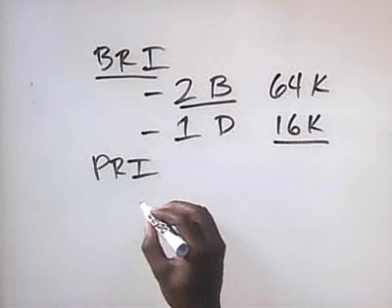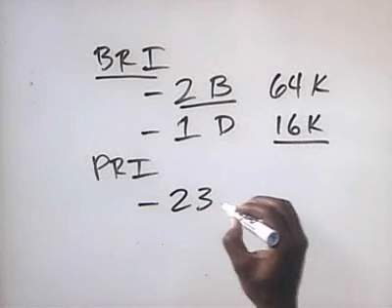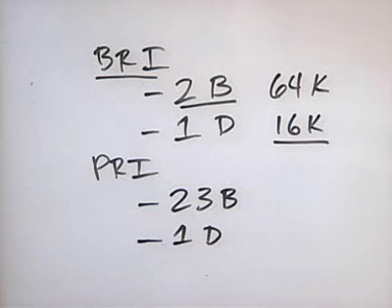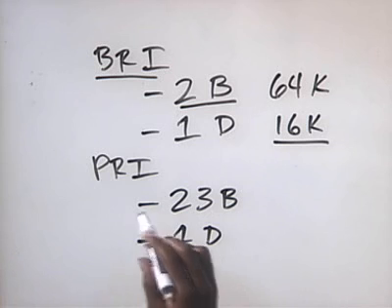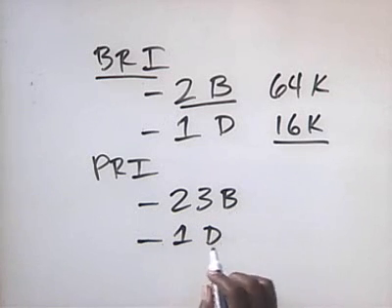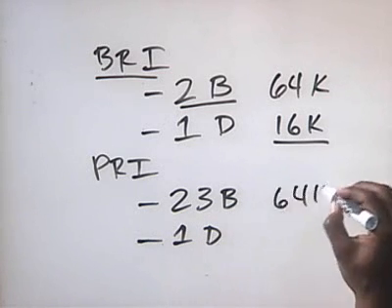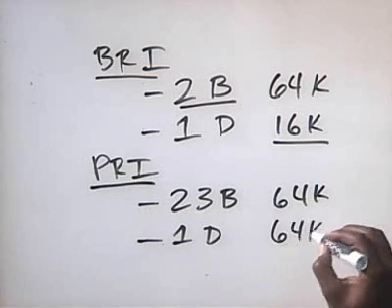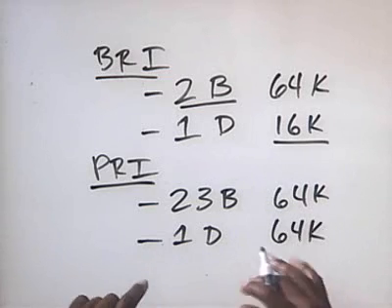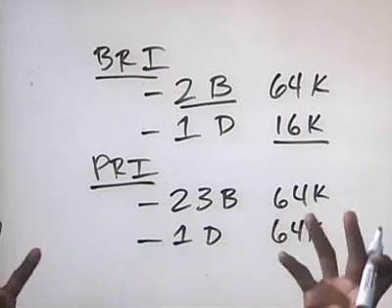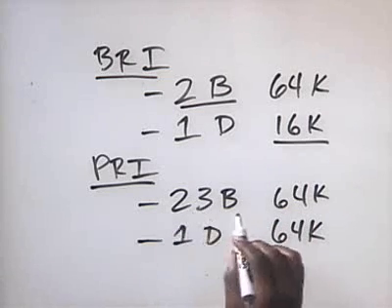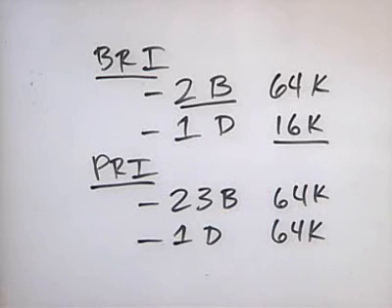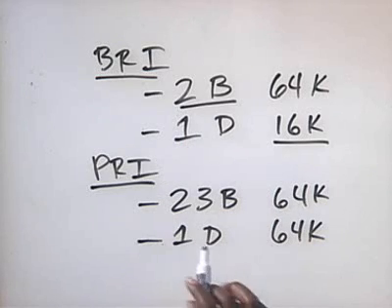PRI, ISDN PRI, comes with 23 B channels and 1 D channel. Now this is the North American standard for ISDN, 23 B channels and 1 D channel. By the way, these B channels are also 64K, but the D channel with PRI is a full 64K itself. Once again, this D channel is used for setup, for signaling purposes, to set up the communication, and then the B channels, the bearer channels, are used to bear or transmit or carry the data itself. This is the North American standard right here.